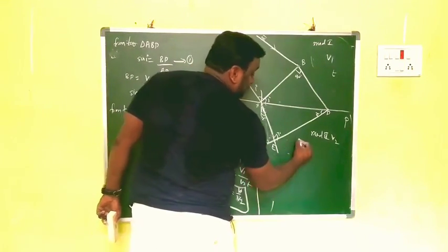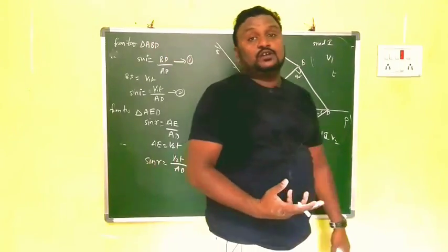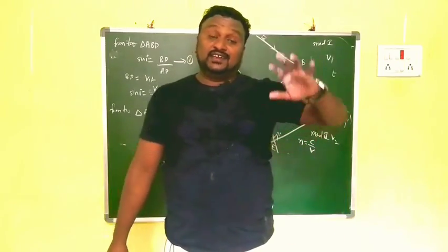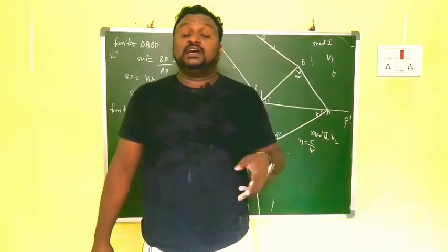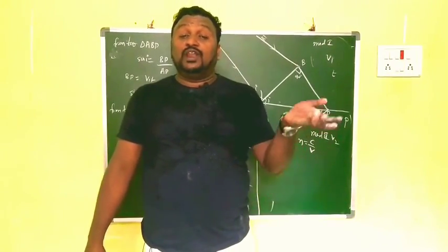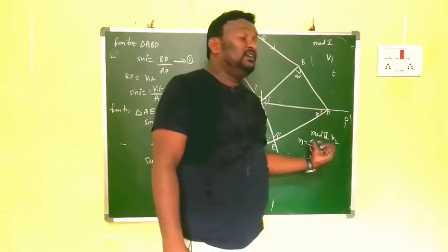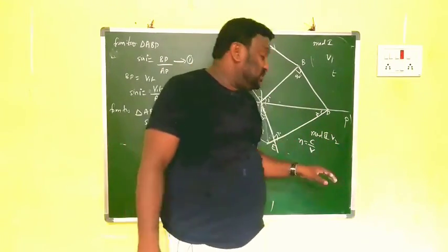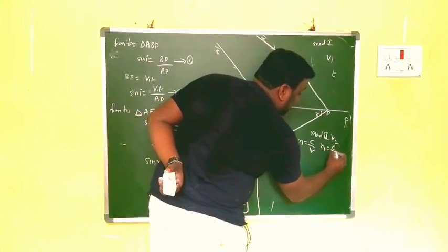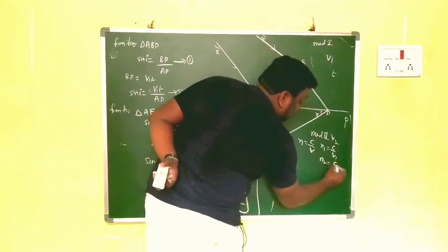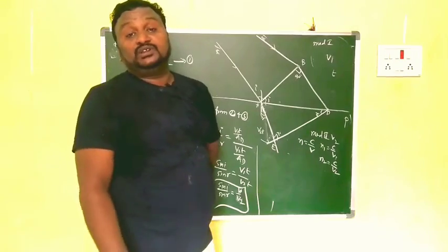we know that n is equal to c by v. N means absolute refractive index, which I explained in previous videos in the optics chapter. What is absolute refractive index? Absolute refractive index is the ratio of the velocity of light in free space to the velocity of light in the medium. So n is equal to c by v. From that, we take n1 is equal to c by v1 and n2 is equal to c by v2. Here c is constant, 3 into 10 power of 8 meter per second.